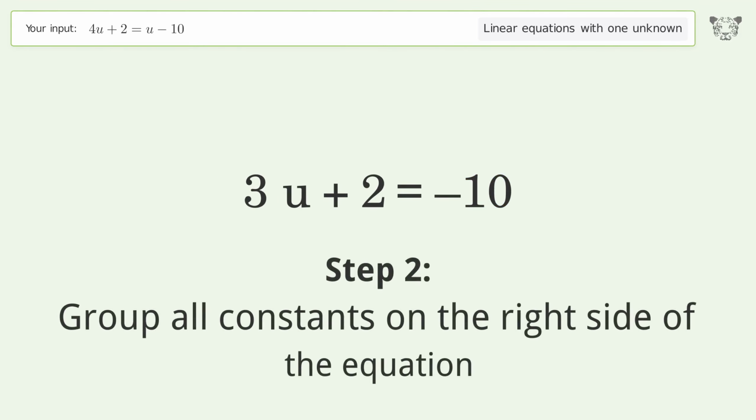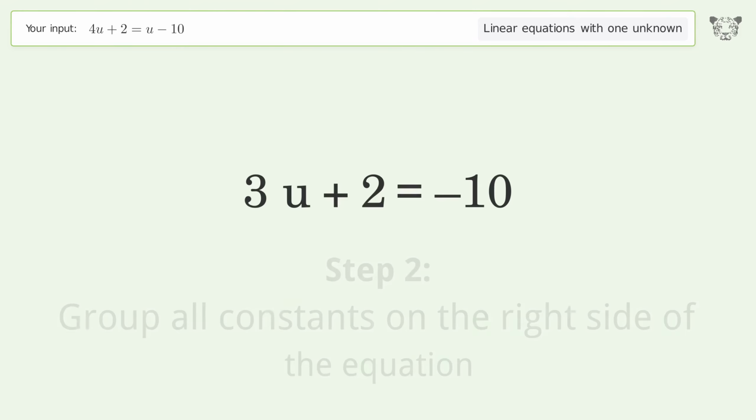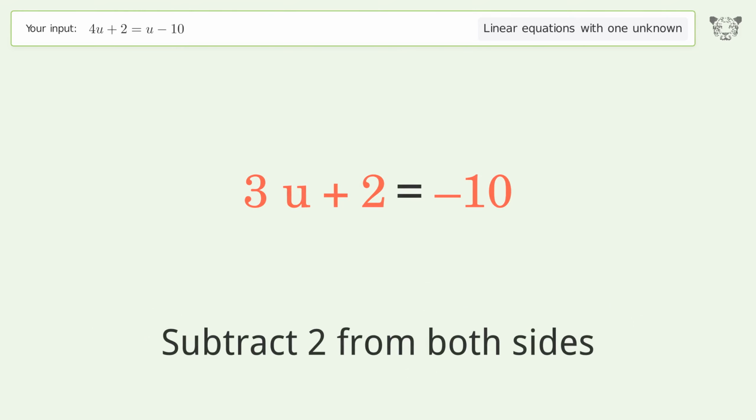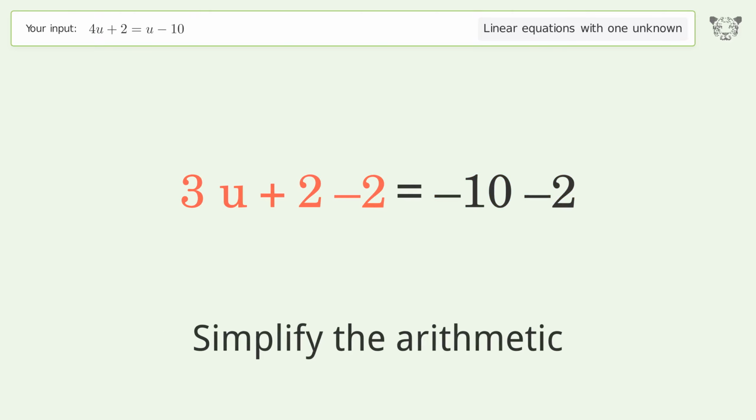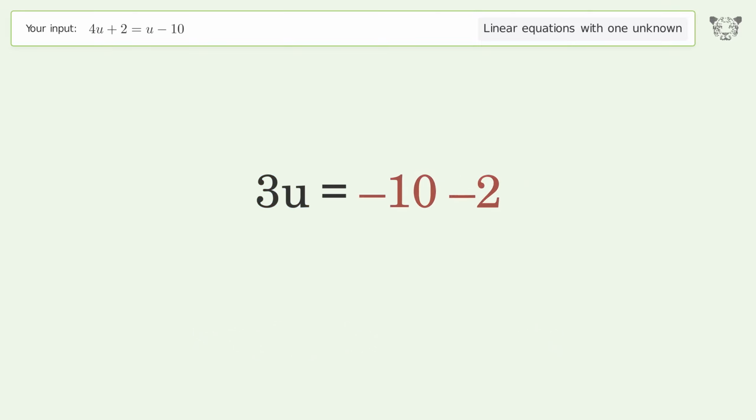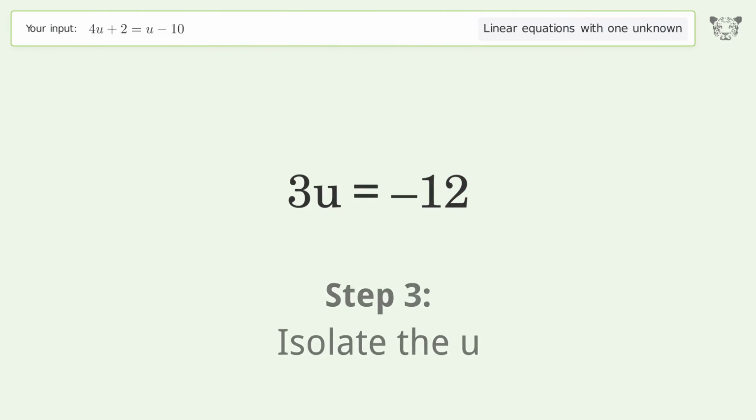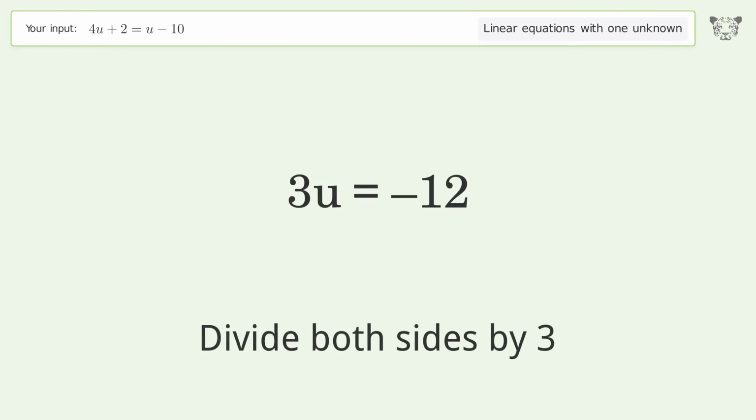Group all constants on the right side of the equation. Subtract 2 from both sides. Simplify the arithmetic. Isolate the u. Divide both sides by 3.